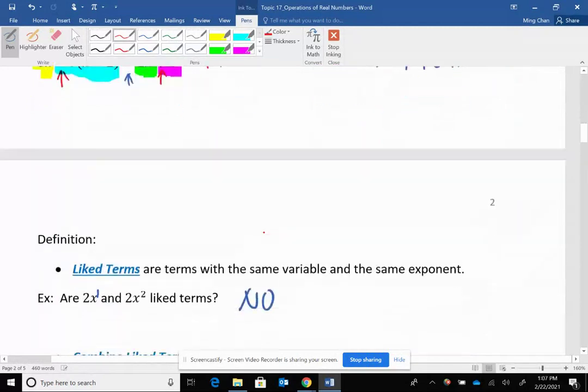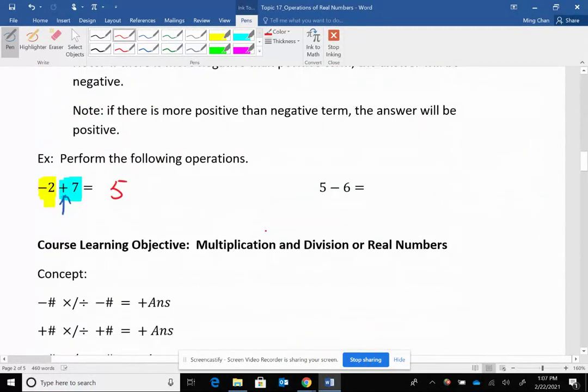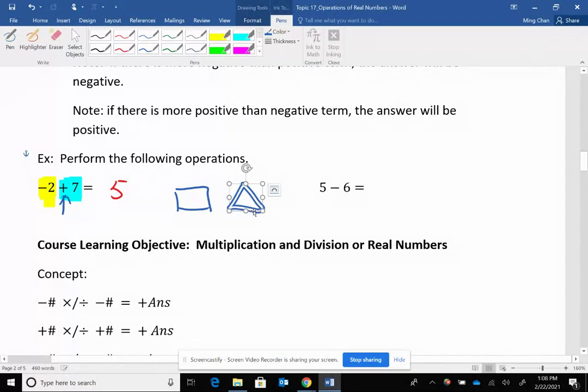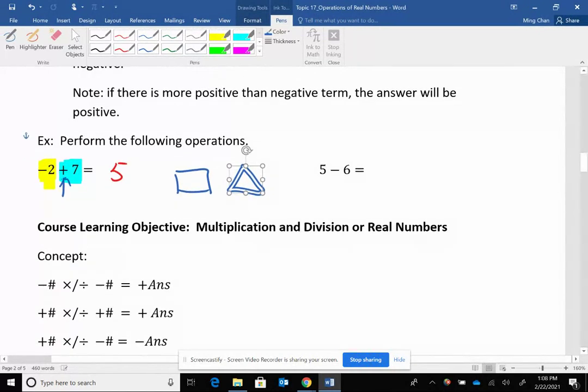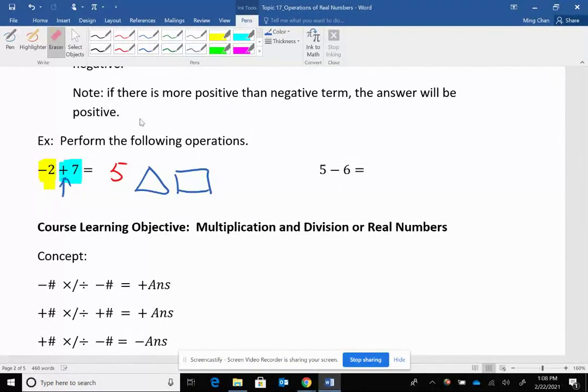Let me go back. If I draw you a rectangle and a triangle, I have two terms here, but who's going to stop me from moving the triangle to the front of the rectangle? Don't I still have the same two terms, two objects? I sure do. So the commutative property allows me to swap the order.